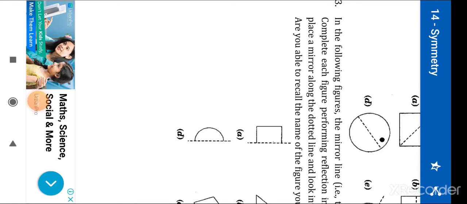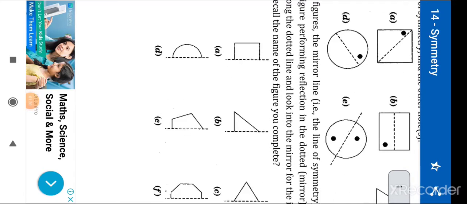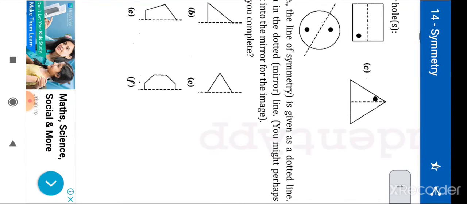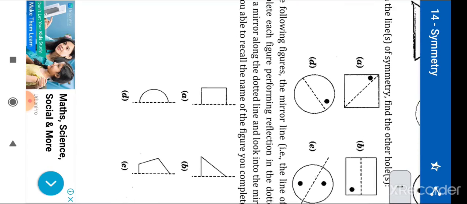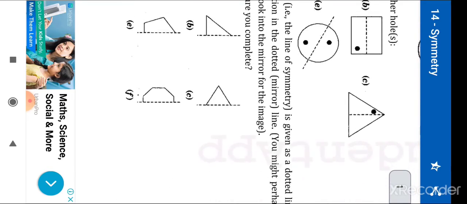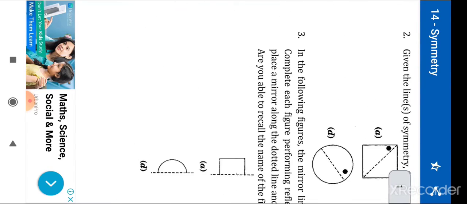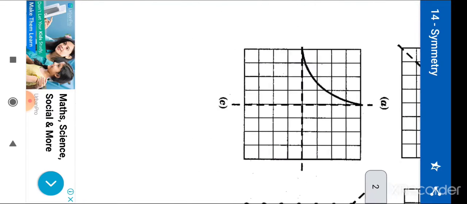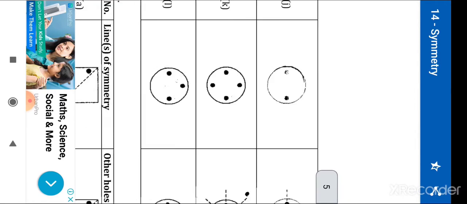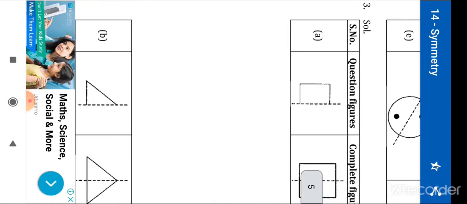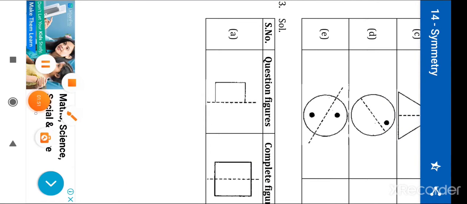Third question is, in the following figures the mirror line is given as a dotted line, and complete each figure by performing the reflection in the dotted line. Now in this question we have to complete the figure using the mirror line. For this we have to draw the same diagram on the opposite side of this line.